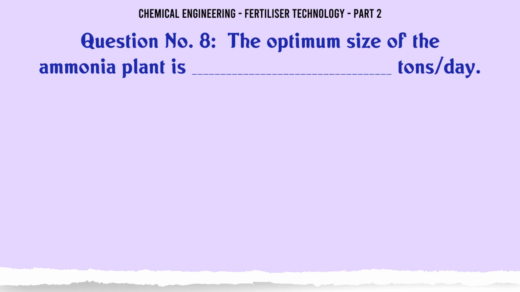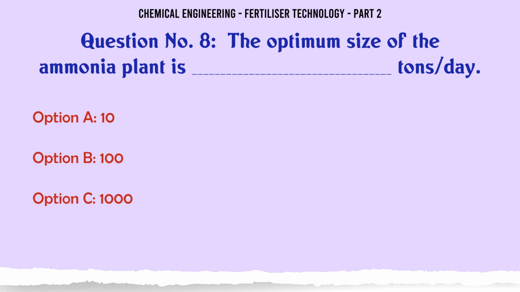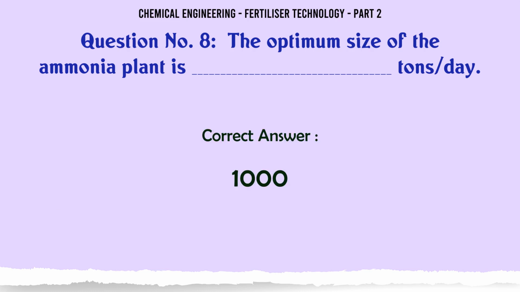The optimum size of the ammonia plant is ___ tons per day. A. 10, B. 100, C. 1000, D. 10000. The correct answer is 1000.